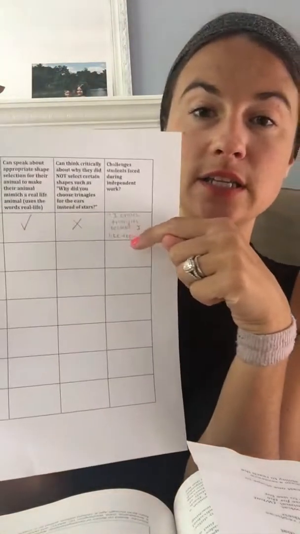Such as me asking a question: why did you choose a triangle for your ears instead of a star? I want the students to be able to explain why they didn't choose something, because it's more critical thinking. And then the last column is challenges students face during independent work.